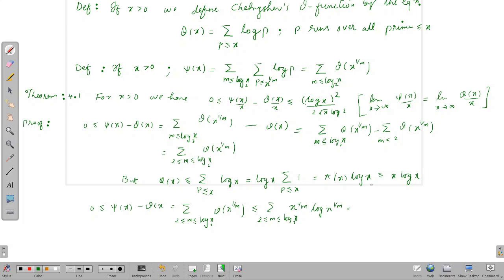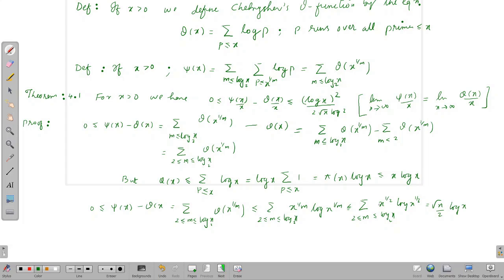Okay, so this can be simplified. We know that if m varies over this range, the maximum value of this is x raised to 1 by 2 log x raised to 1 by 2, because if m varies from 2 to log x to the base 2, 1 by m has the maximum at 2. So this is less than or equal to the summation over 2 less than or equal to m less than or equal to log x to the base 2 of x raised to 1 by 2 log x raised to 1 by 2. Now this is independent of m, you can take it out, so that will be root x and root log x, so root x root log x.